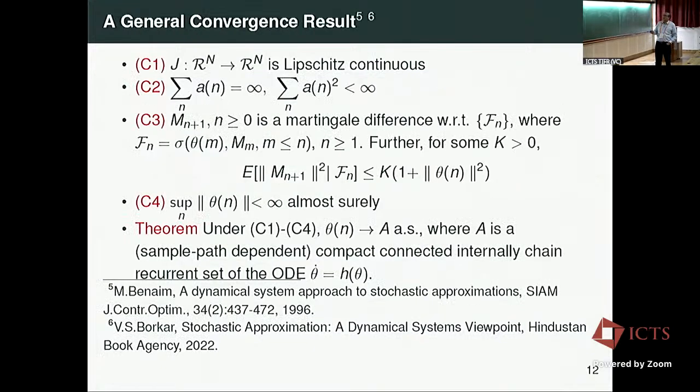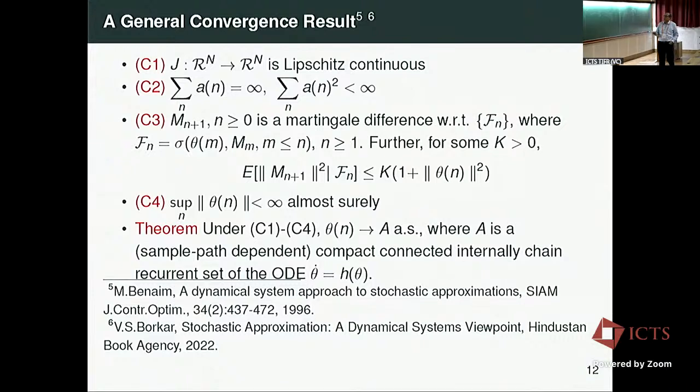So here's the general result. What it says is that, suppose you have a function J, your function J is Lipschitz continuous, and your step size sequences, the learning rate parameters, satisfy these two conditions. This condition essentially tells us that the sequence of the partial sums of these step size parameters diverges, but they are square summable. The square summability essentially ensures that the noise and the discretization errors and so on vanish in the asymptotic limit.